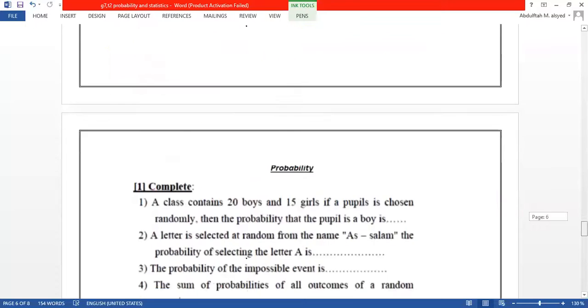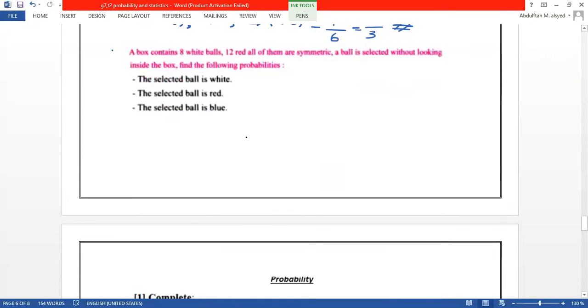The next one: a box contains 8 white balls and 12 red balls. All of them are symmetric. A ball is selected without looking, which means at random. Find the following probabilities. You have 8 white and 12 red, so you have to find the total number of balls. Total number of balls equals 8 plus 12 equals 20 balls. This is the total number.